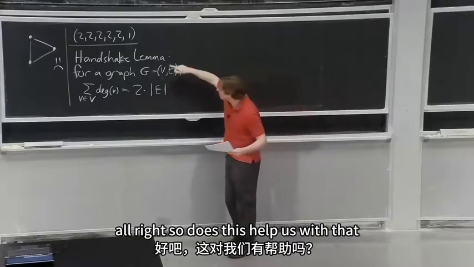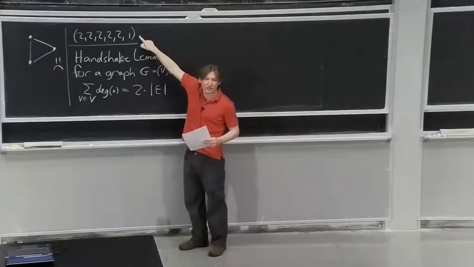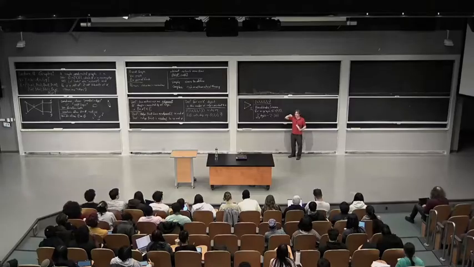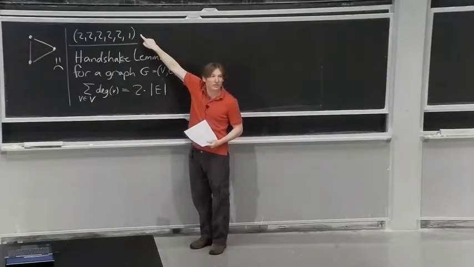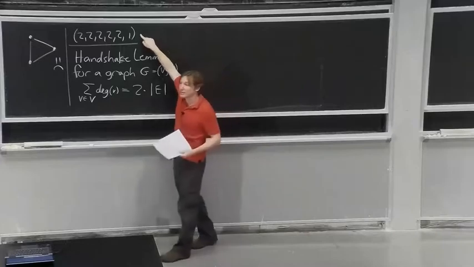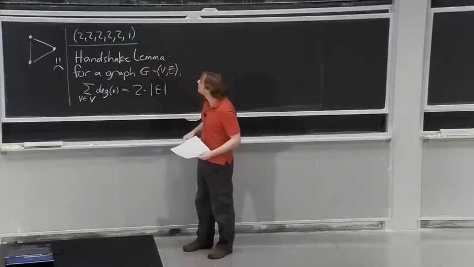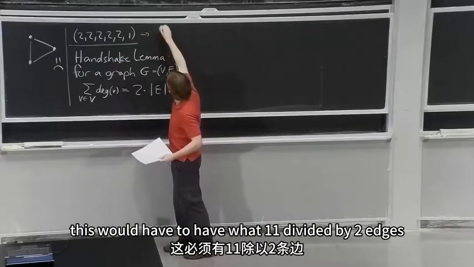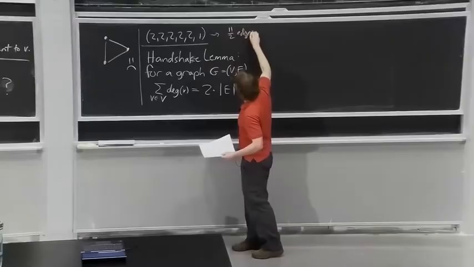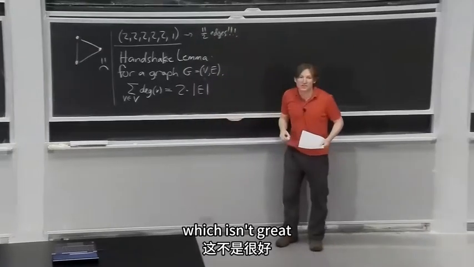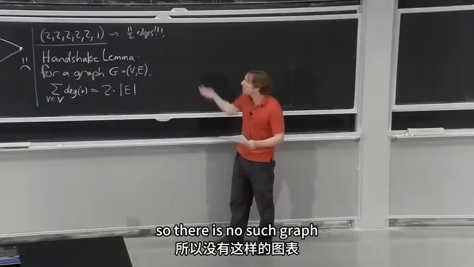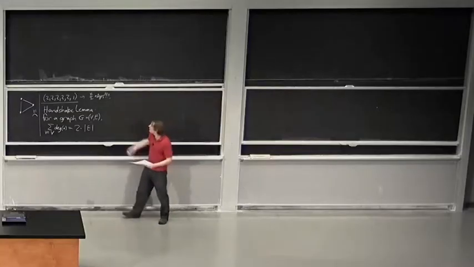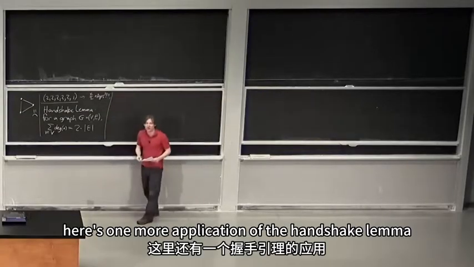All right, so does this help us with that? Can someone tell me why there doesn't exist a graph with this degree sequence? Yes? Yeah, because the sum is odd. This would have to have, what, 11 divided by 2 edges, which isn't great. I don't know how to draw a half edge in these graphs, so there is no such graph. Awesome. Here's one more application of the handshake lemma.